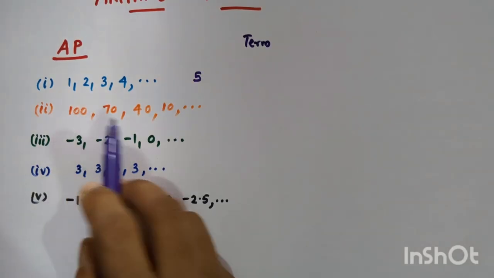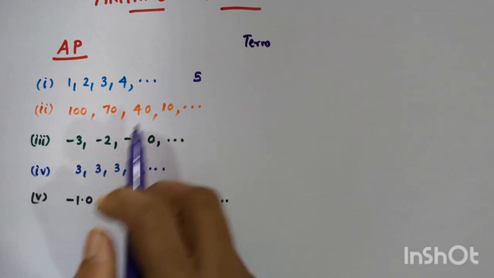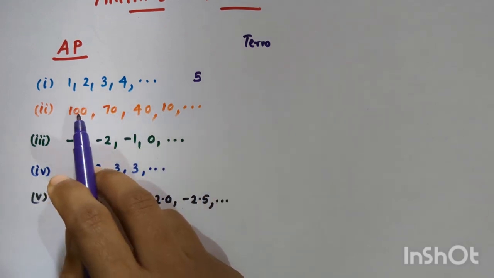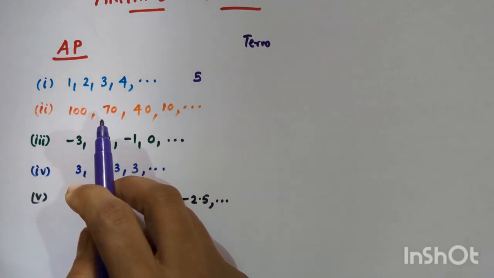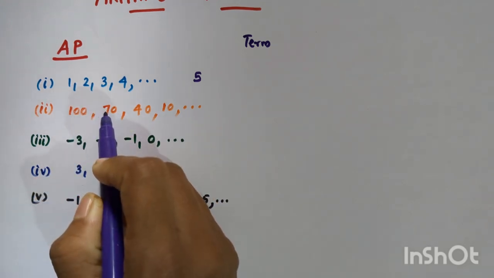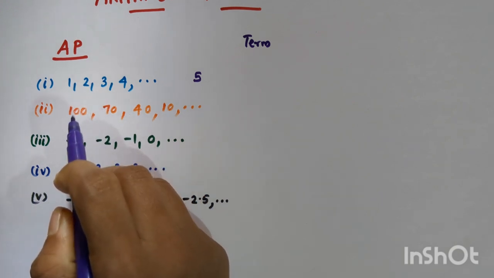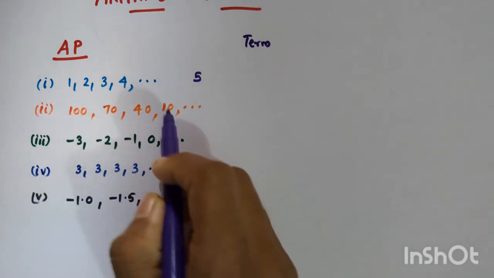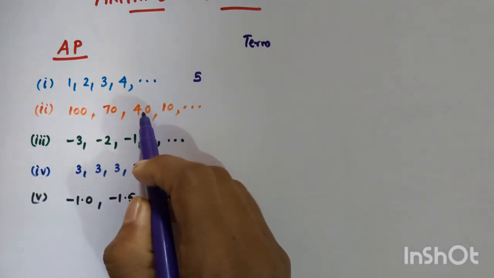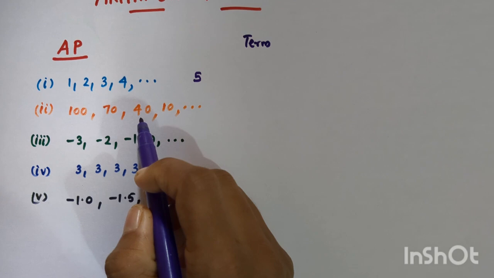Now, consider the second list of numbers. See, in the second list, 100, 70, 40, 10, etc. So, in the second list, each term is 30 less than the preceding term. Because you see, the second term is 70, its preceding term is 100. So 30 less than 100, that is 100 minus 30 is 70. If you consider this term 10, its preceding term is 40. So 30 less than 40 means 40 minus 30, which is 10.